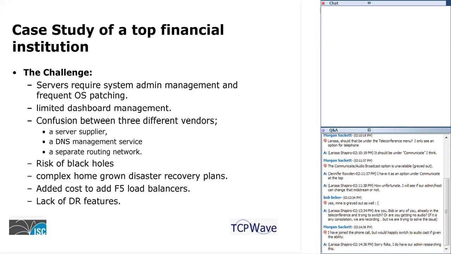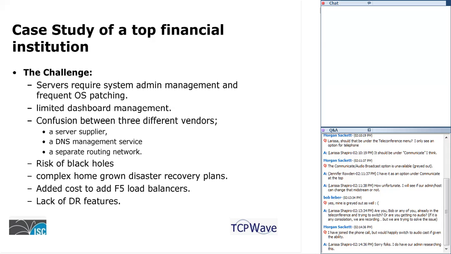There was always confusion between the 3 different vendors. They had a server supplier, a DNS management company, and a separate routing group. None of them knew the other person's language, if you will. And there was a risk of DNS black hole due to the fact that the routing design was unable to recognize when there was a DNS problem or any kind of software issues.